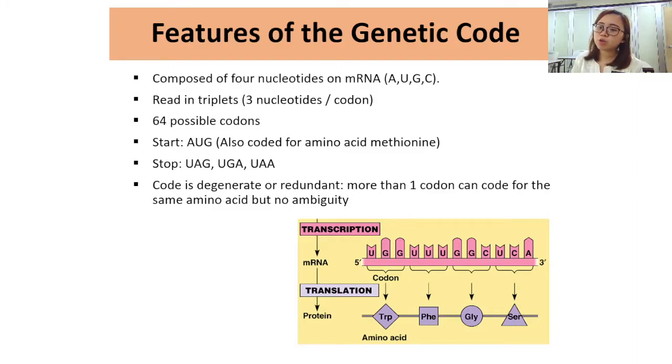But no ambiguity means that asalkan dia ada 3 huruf itu, dia confirm akan hasilkan amino acid itu. Dia tidak akan, kadang-kadang dia amino acid methionine, kadang-kadang dia amino acid glycine. No maybes, always this. Okay? No ambiguity. Tiada kekeliruan. And there are non-overlapping. So they don't overlap with each other.